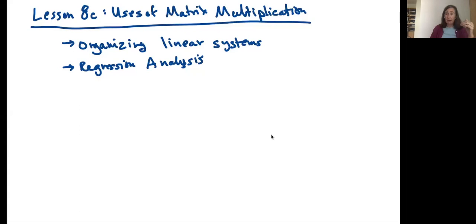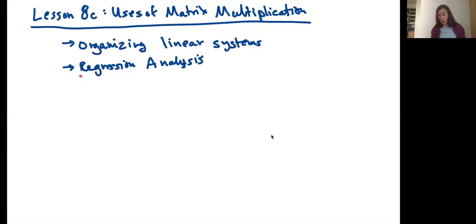So I want to talk about the main uses of matrix multiplication to help you understand why we define it the way we do, and I think it'll help you remember the process as well. The broad use of matrix multiplication is to organize a system of linear equations.